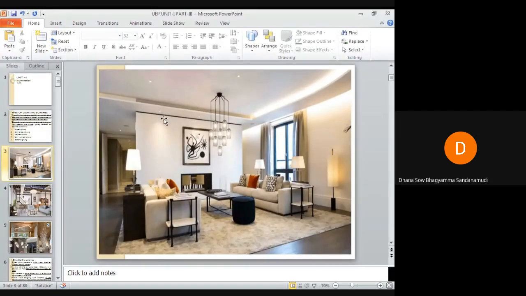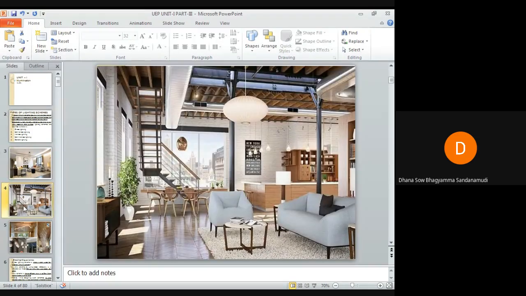You can see a smaller lamp here which is near this wall. The main purpose is to light this wall. Here you can see one more small lamp. The main purpose is to enhance the beauty of this image or painting, whatever it is. You can see table lamps at many places, beside these sofas. So it should be commanding in nature.